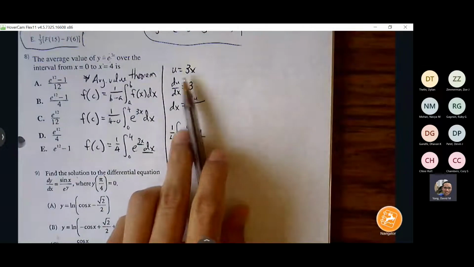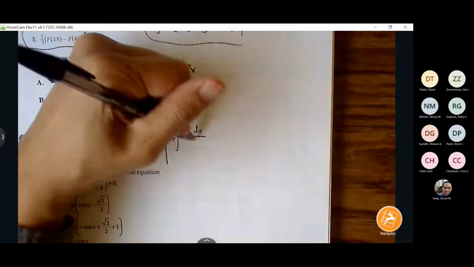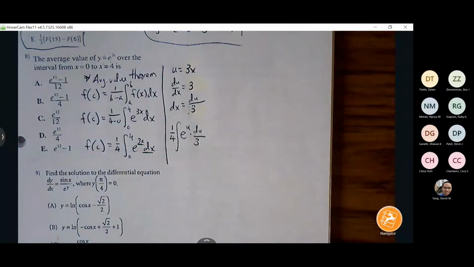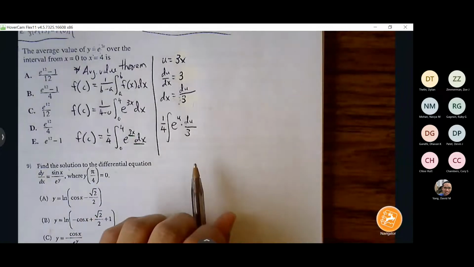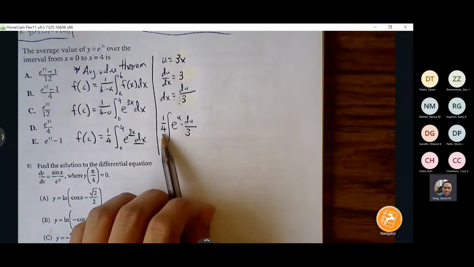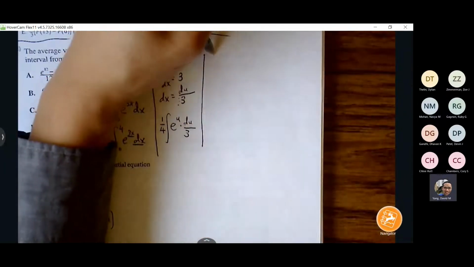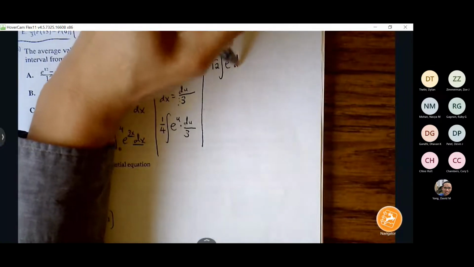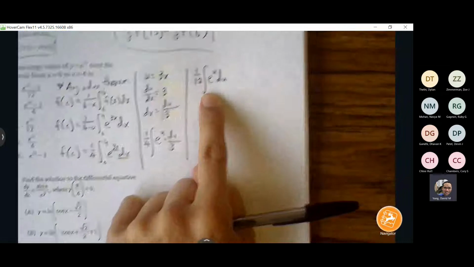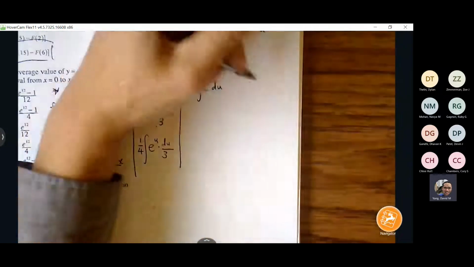Okay, u equals 3x, derivative is just 3, solve for dx, dx equals du over 3. One-fourth is sitting out here already. I'm going to push that 3 out in front as well, which gives me 1/12. All right, so we have a nice clean integral rule here. Integral of e to the u is just e to the u.